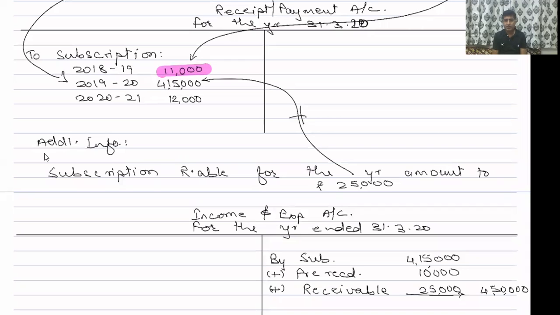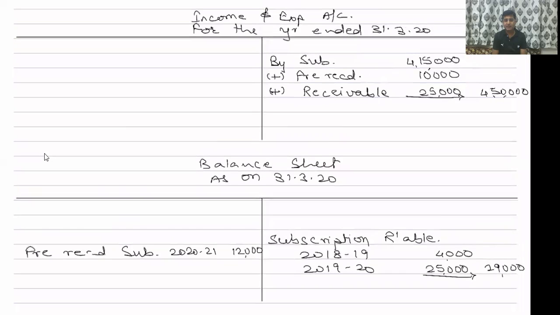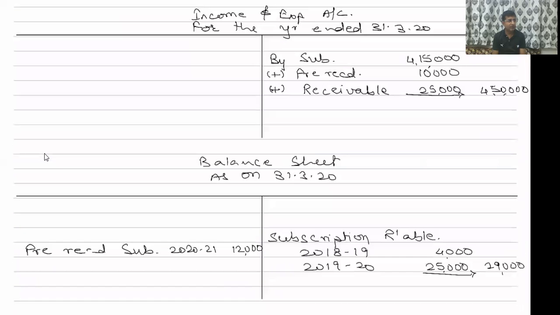If 4,000 is included in outstanding subscription, then what would have been the statement? In that case, they would have given that 25,000 inclusive of previous year's 4,000. They would clearly mention it.